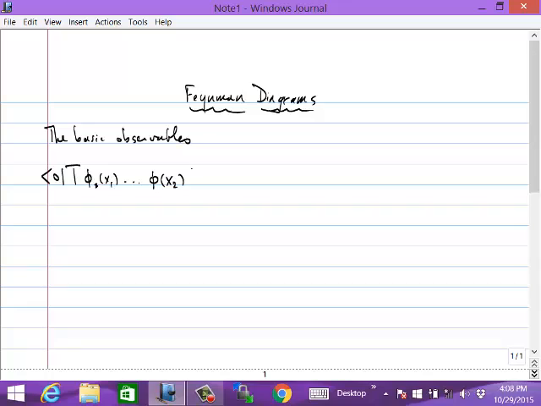And in this class, and probably for the next class or two, we'll just restrict our attention to the simple case where we have a scalar field that I'll call phi, only one of them. And that means that we would want to compute the expectation value of a bunch of phis multiplied together. Schematically, you could think about this as the amplitude for, say, a particle to be created at x1 and then absorbed at x2, and another particle to be created at x3 and absorbed at x4, and so on and so forth.